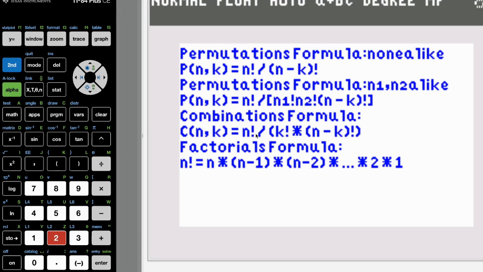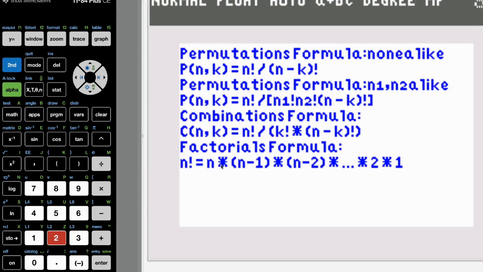So typically if you have like 5 things and let's say k is 3, that'd be 5 factorial divided by 3 factorial times this 2 factorial. And usually this number factorial and this number factorial, before you factorialize them, they're going to add up to be the n. Okay, and then factorials I just have right here.